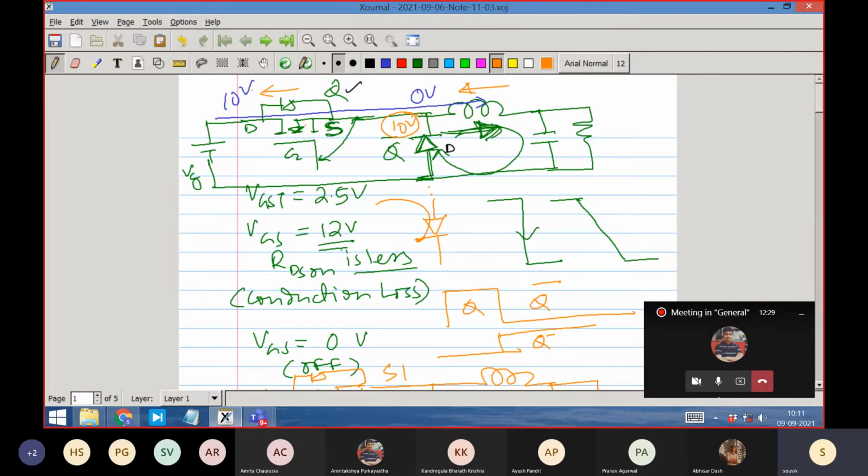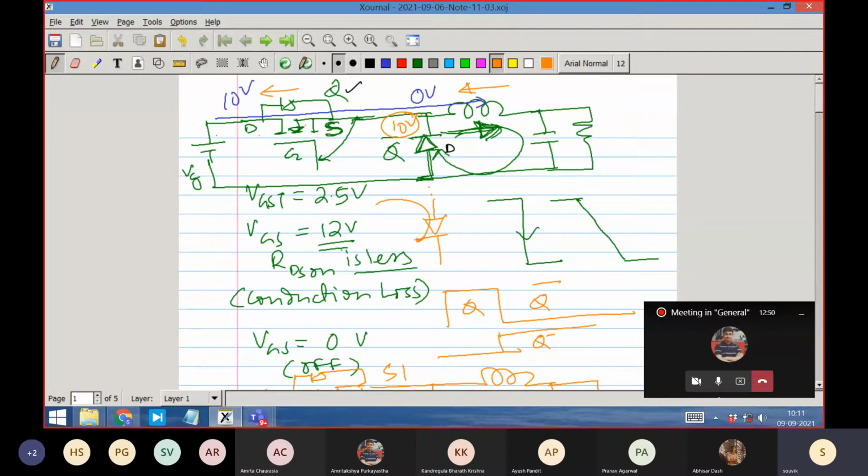This MOSFET is a majority carrier device. It has a channel, and the channel can conduct current both drain to source and source to drain. It doesn't give any constraint. As long as the switch is on, the current can flow from drain to source or from source to drain. That is not an issue. So what is the issue then?